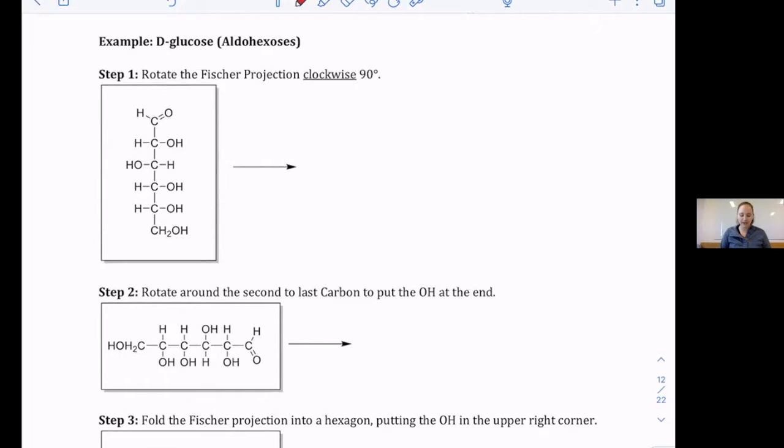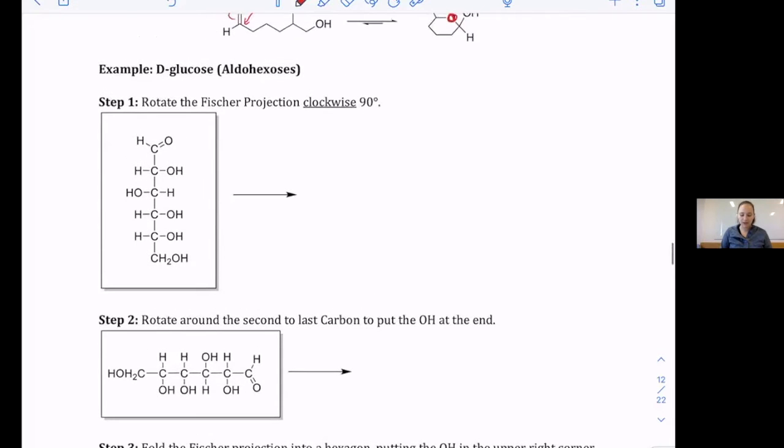Okay, so step one, we have this Fischer projection. This is D-glucose. I would also like to point out, these are the general steps for aldohexoses. It's almost exactly the same for ketohexoses, but you'll see there's a pretty major difference in what the structure looks like at the end, but we'll get to that in a moment. So our first step is to rotate the Fischer projection 90 degrees, so that the carbonyl goes down to the right.